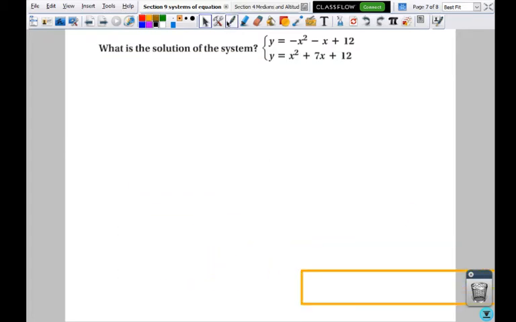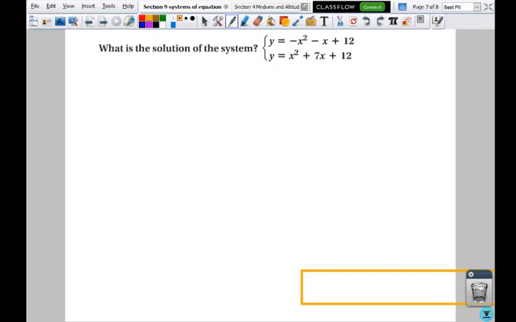Nice, easy last lesson for the chapter. Alright, we're gonna find the solution to this system of equations, but this time around, both of our things are parabolas, so we're gonna have to make sure we look at them pretty good to make sure we get the right answers. So, my first one is negative x squared minus x plus 12.